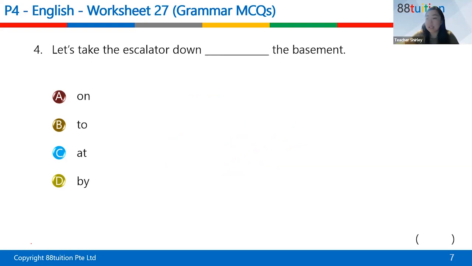Okay, now next one. Let's take the escalator down the basement. I think this one should be quite straightforward. Let's take the escalator down. Yes, Ivan? To. Very good. Let's take it down to the basement. Yes, because there is a direction when we go to somewhere, right? It's a direction we are going to the basement. So B. Good.